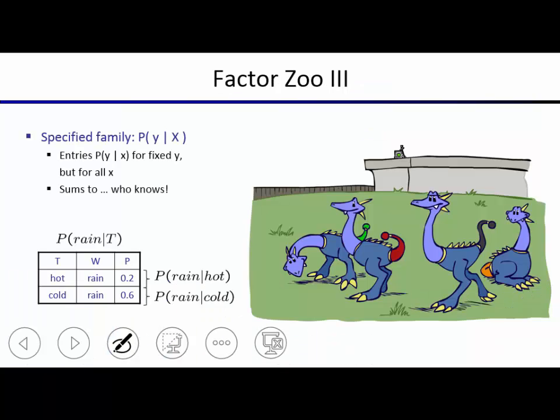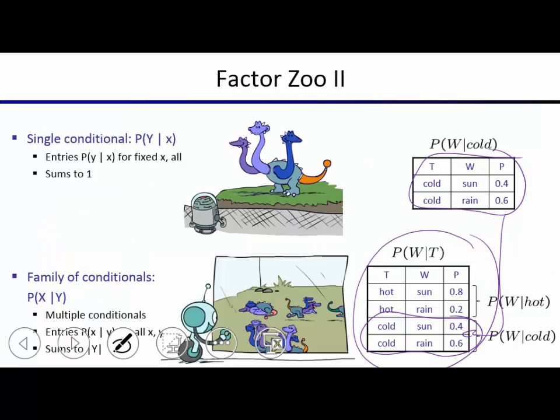Okay, the factor rain given temperature corresponds to this entire table. Another example, the factor weather given temperature corresponds to this entire table here. The factor W given cold corresponds to this table over here.